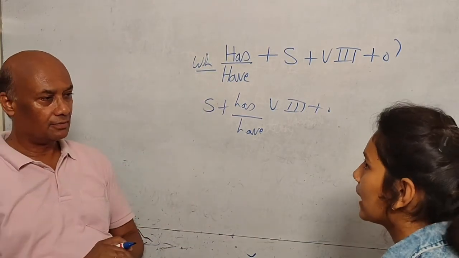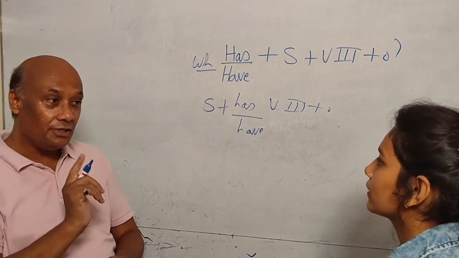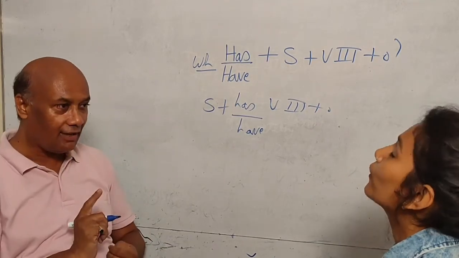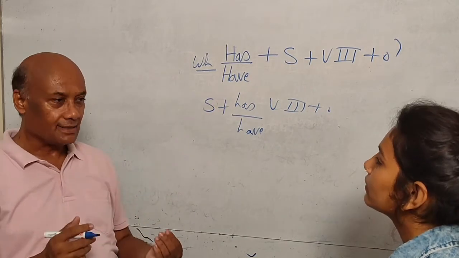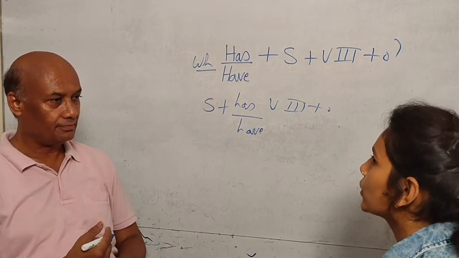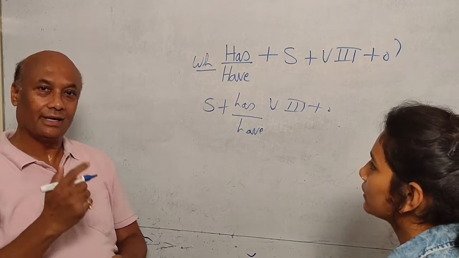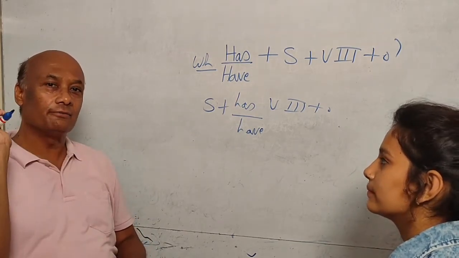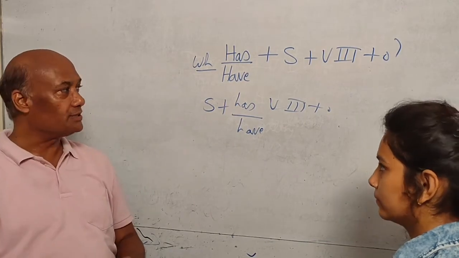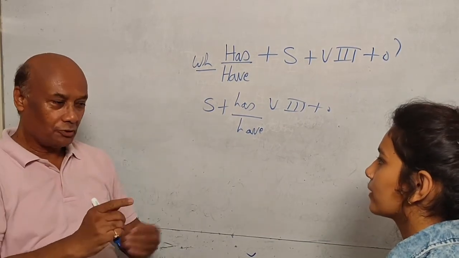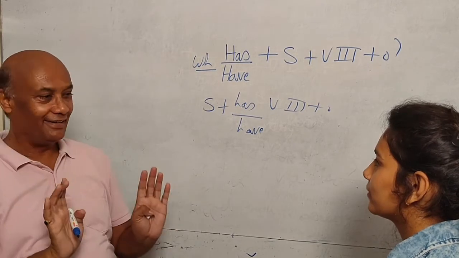Has you taken lunch? So with you, we will use have. Have you taken lunch? Ask. Have you taken lunch? Yes, I have taken lunch. Has your wife taken lunch? Yes, correct. Wife is third person. Has your wife taken lunch? Yes, both of us have taken lunch.